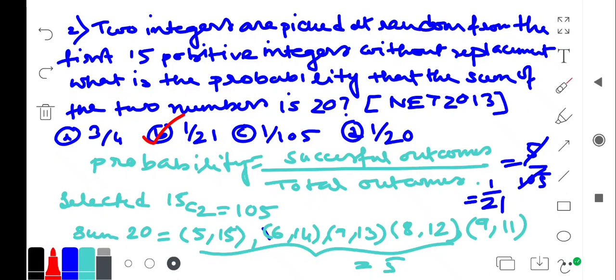Okay, and for the sum of 20, we have to arrange these two numbers in such a way that their sum will be exactly 20, not less than, not greater than. Okay, so there must be 5 possibilities, that is 5 15, 6 14, 7 13, 8 12 and 9 11. There is no chance to find 16, 17, 18, because it is already mentioned that it is up to 15 integers. Okay, so the total successful outcome is 5, and the total outcome is 105. So when we cut, the overall answer is 1 by 21. Okay, this is the answer.